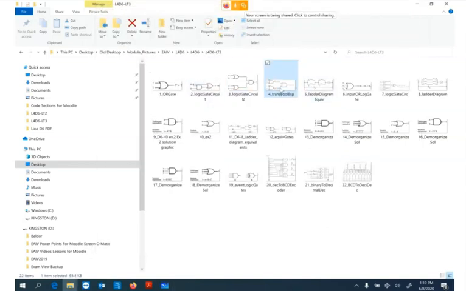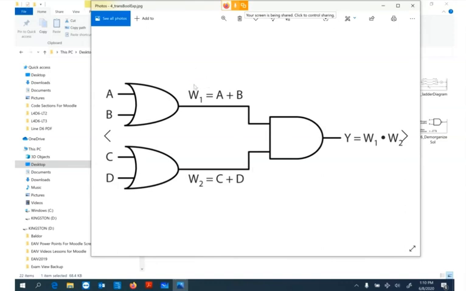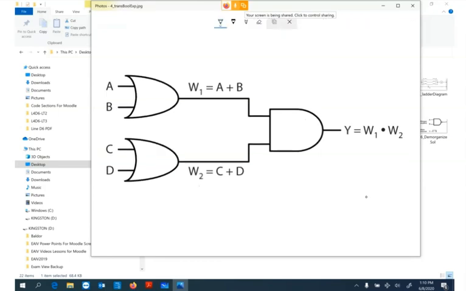Here are our W's. W1 equals A plus B, or A or B, and W2 equals C or D, and then they go Y equals W1 and W2. That's just another way of writing it, but then they show you the actual equation: A or B is W1, and C or D is W2, equals Y.